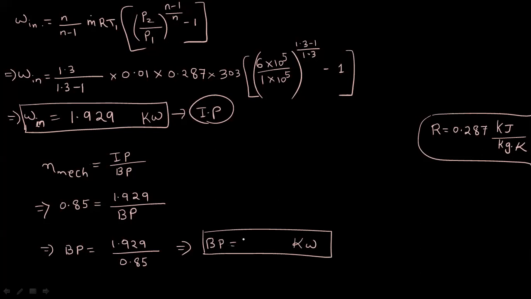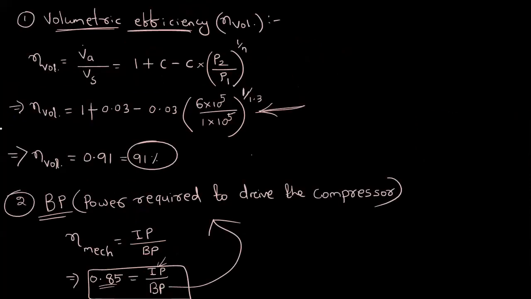2 point something will come. 2.269 kilowatts. So this is the brake power we have. This formula you have to remember. Just one formula is there. You just remember the formula and nothing else is there in the question. You put the formula, you get the answer.